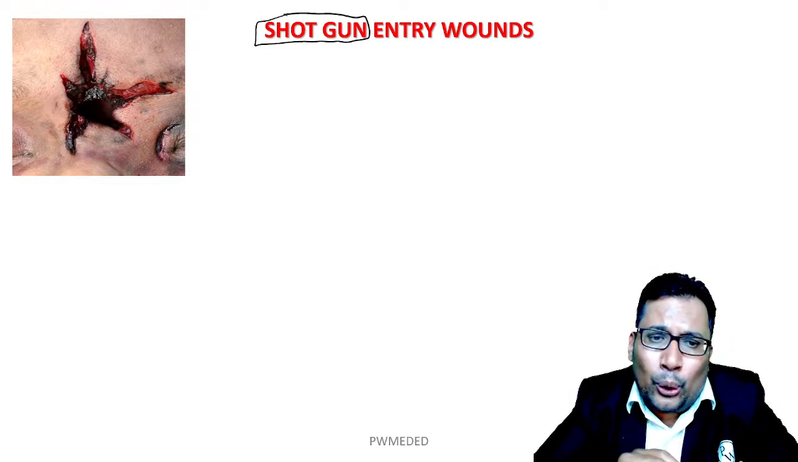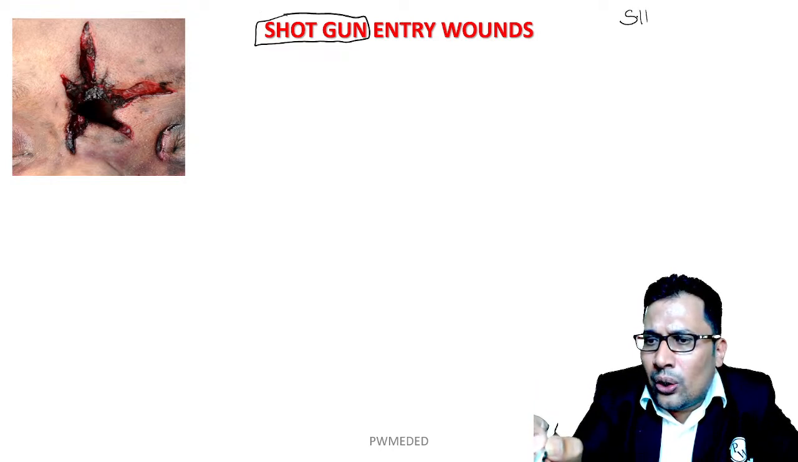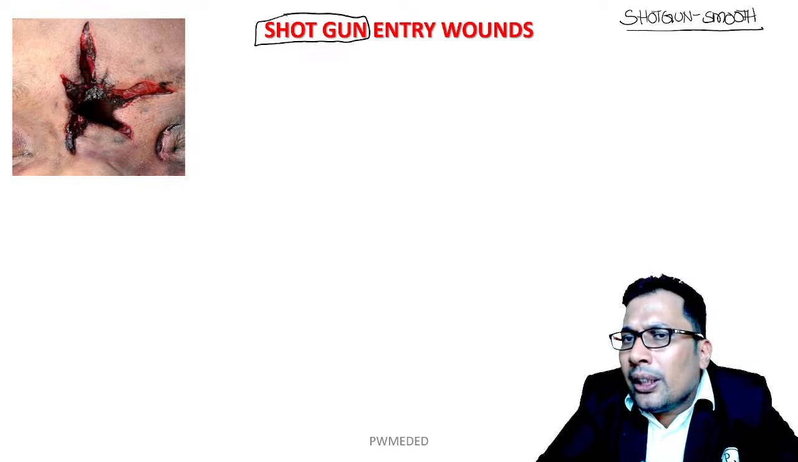Shotgun entry wounds. And here, remember, shotgun is a smooth bore weapon. That is the MCQ point. So all of you write in the chat box, shotgun is a smooth bore weapon. Smooth means absence of lands and grooves, or absence of rifling. Okay, so that is a very important point.